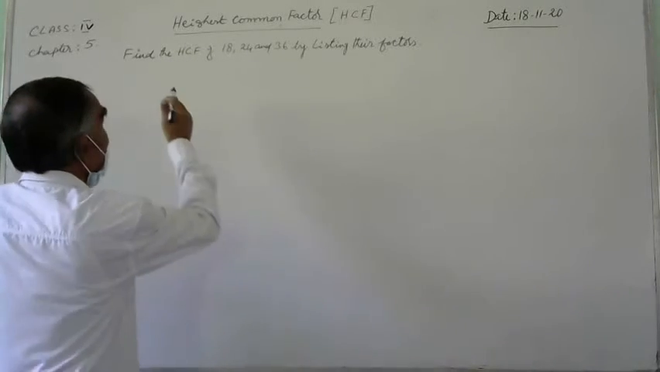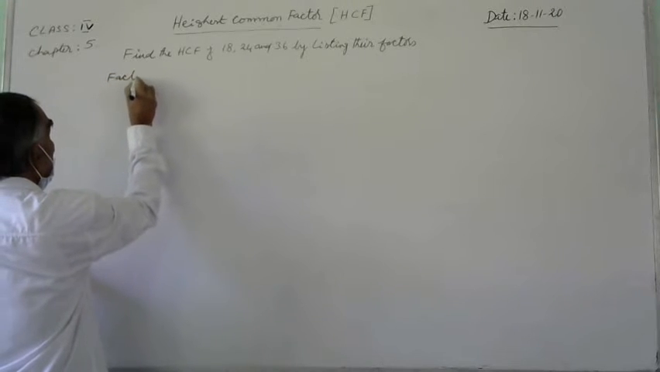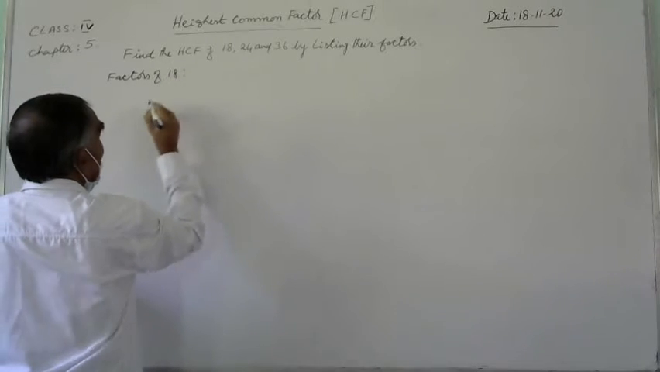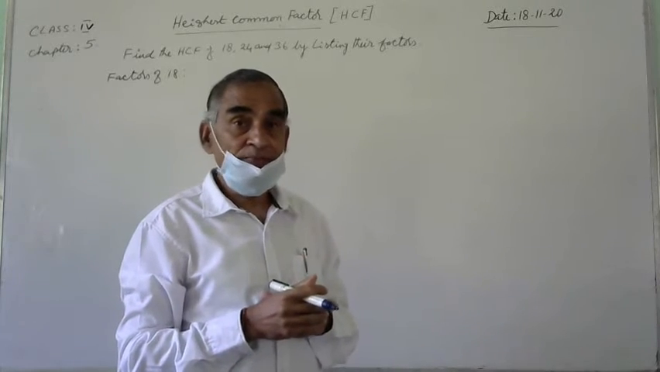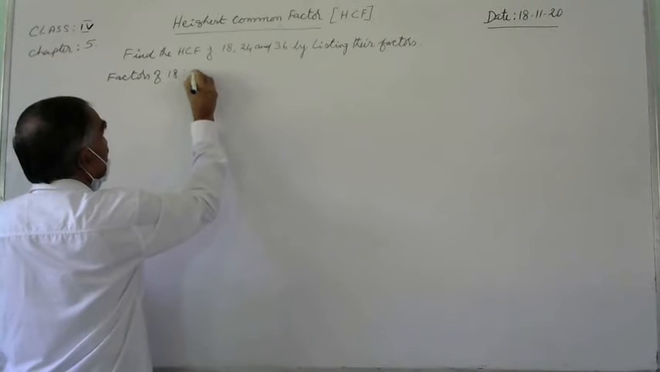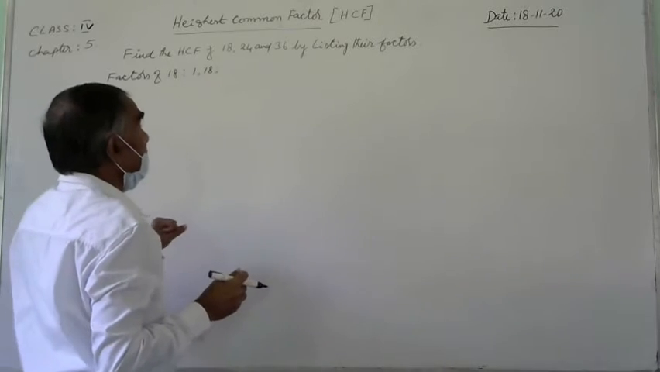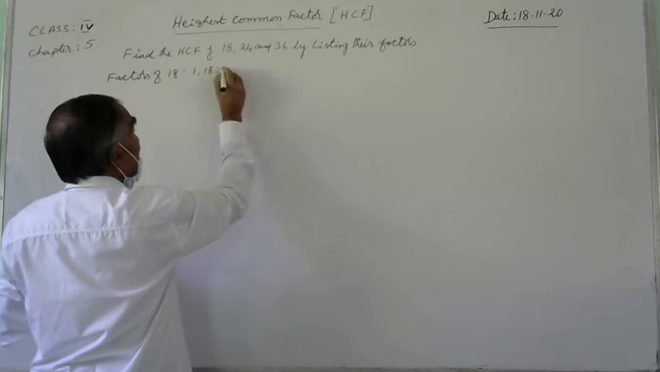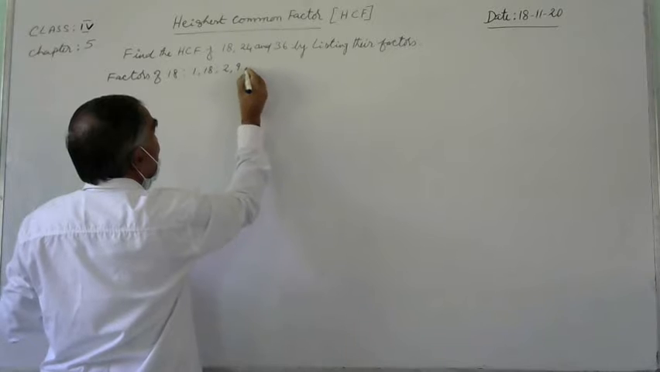Then here you see, first write the factors of 18. While writing the factors of 18, we know that 1 is a factor of every number, and the number itself is a factor. That means 1 18s are 18. Next, 2 is a factor of 18. When you recite the 2 table, you get 18: 2 9s are 18.